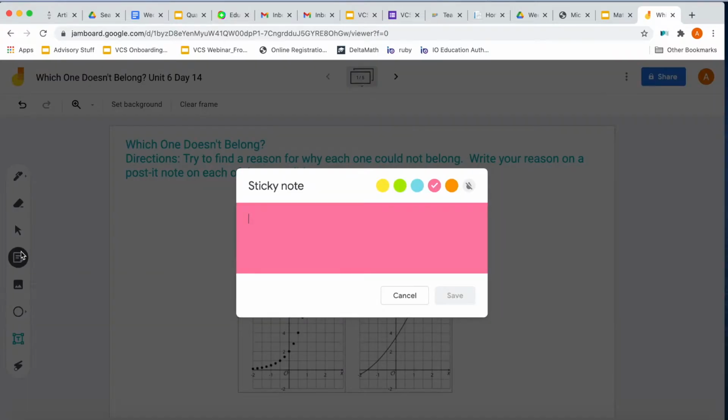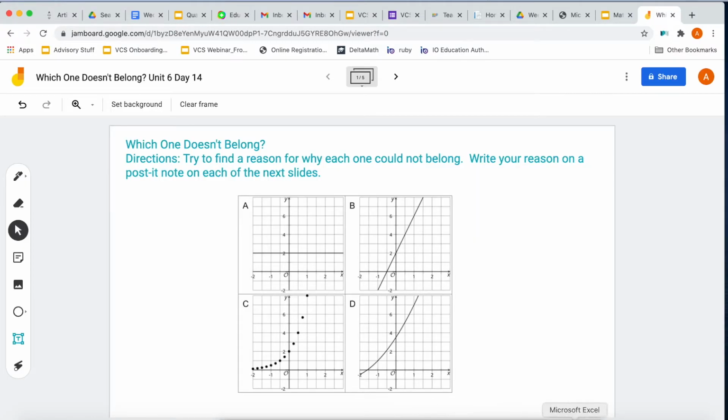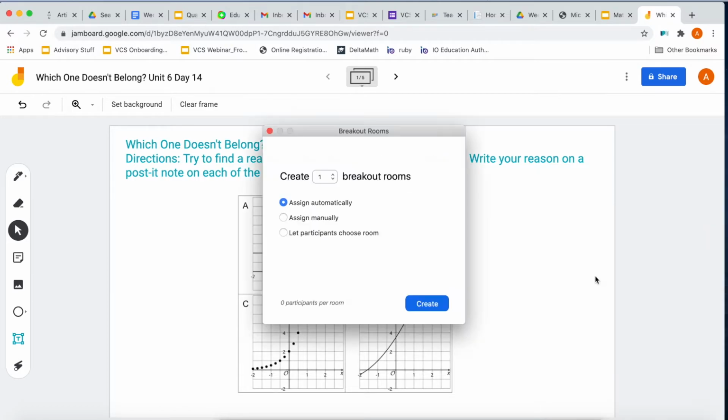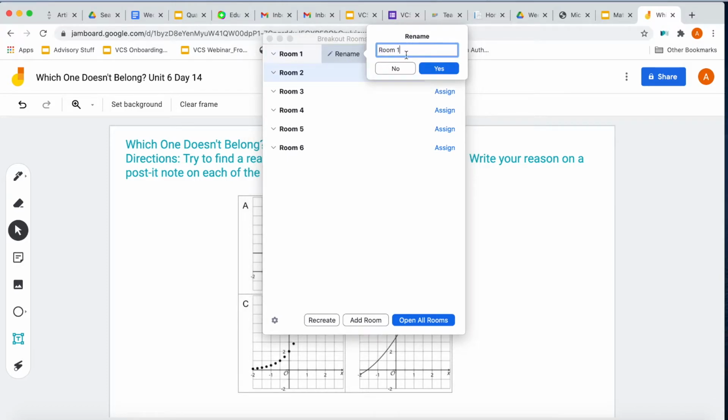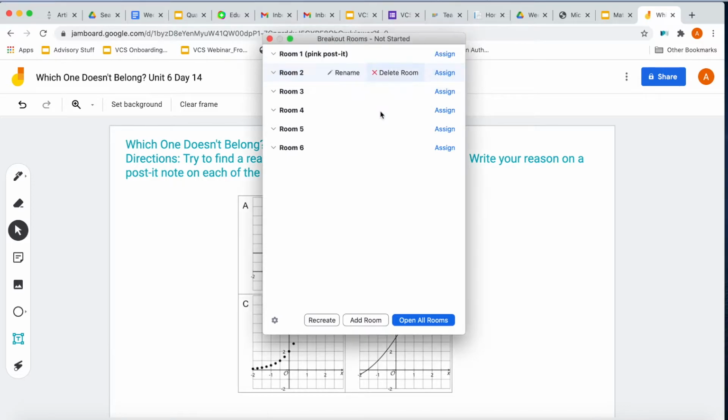On Zoom, when you create breakout rooms, you can let participants choose their room, and I usually let them choose. Well, no, for this, I would assign automatically, and I would press create. And then you can rename. So room 1 is the pink post-it room. When you assign them to their room, they will be able to see that they're in the pink post-it room. And you can even have a slide that shows them that before they enter.